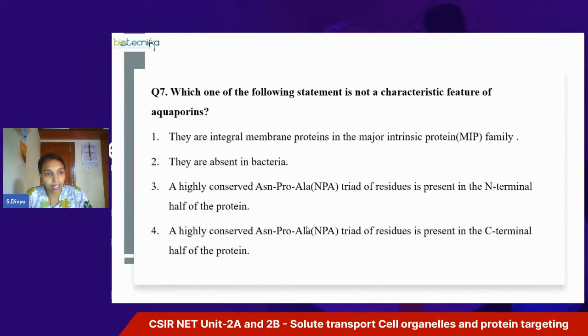The recent exam, you got this question. According to you, so try to recollect the structure of aquaporins that we have discussed in our last session. Okay, I can get two answers coming up.